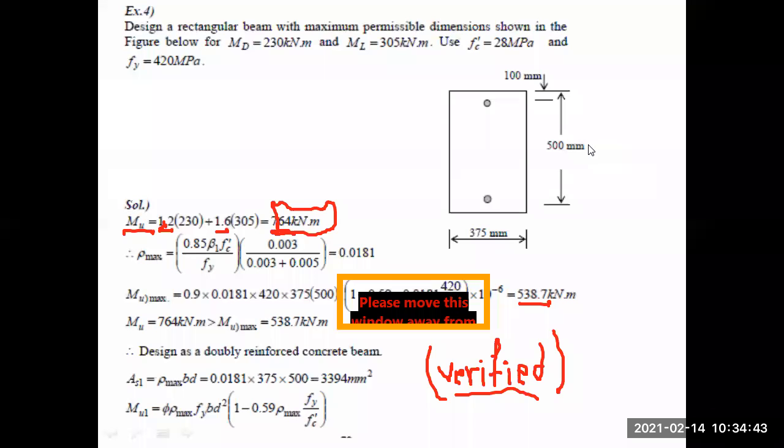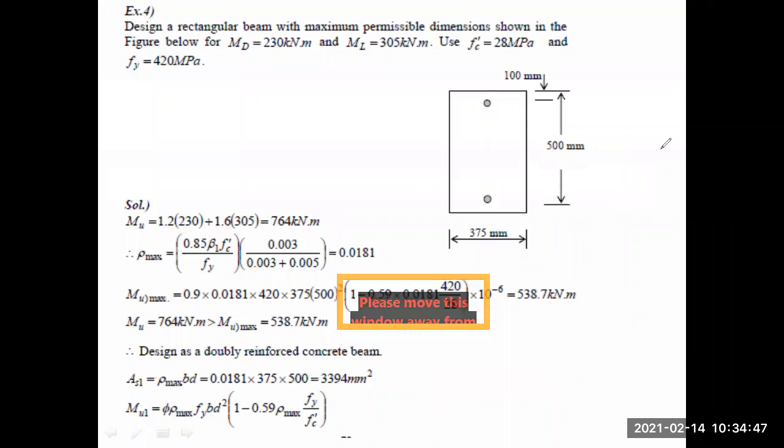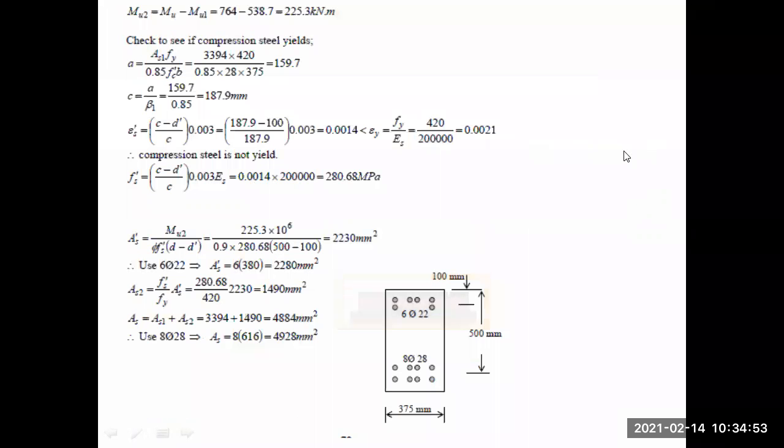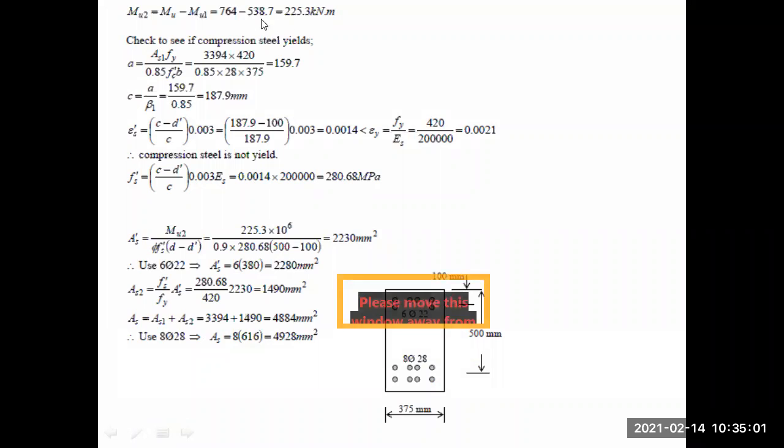Sorry, annotation, clear all. So we go to the second page. After we've got M1, we have Mu calculated, M1 based on rho max calculated. Then we get M2. Once you get Mu2, then you calculate A.